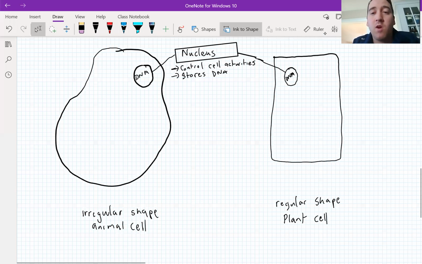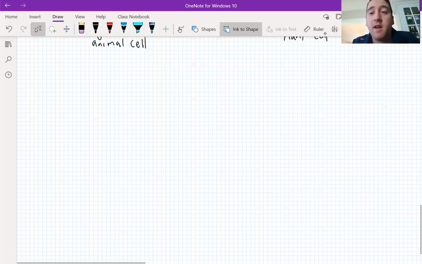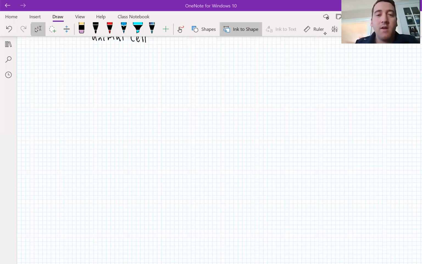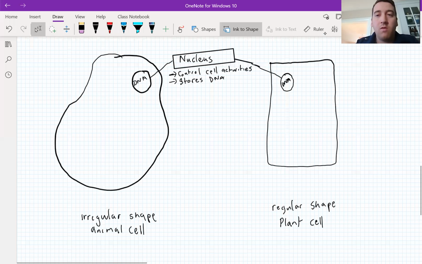So at this point, I'm going to hide it, and I want you to pause the video, and using a pencil, draw those structures, label them, and write down the functions. Okay, so try that now, please. Okay, this is what you should have, guys. You should have drawn the nucleus as a circle-shaped object. It's present in both of these cells. It's got DNA inside it, so it stores DNA, and it controls cell activities. So the nucleus controls cell activities and stores DNA.